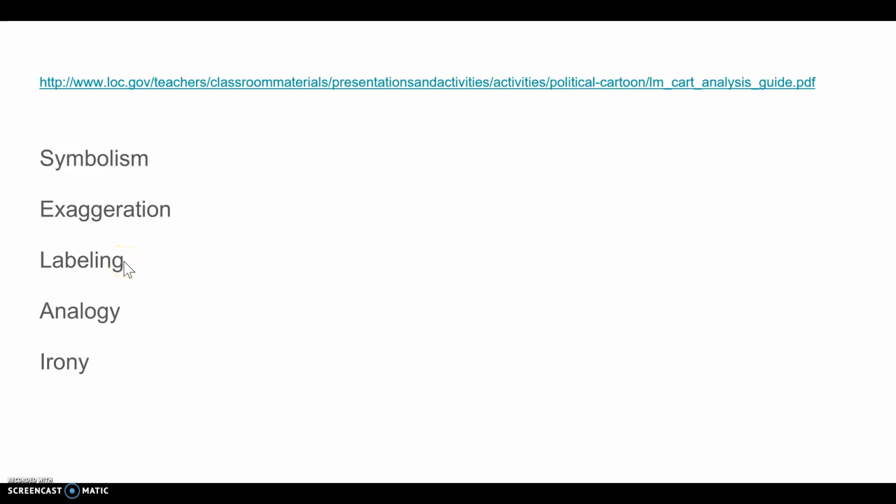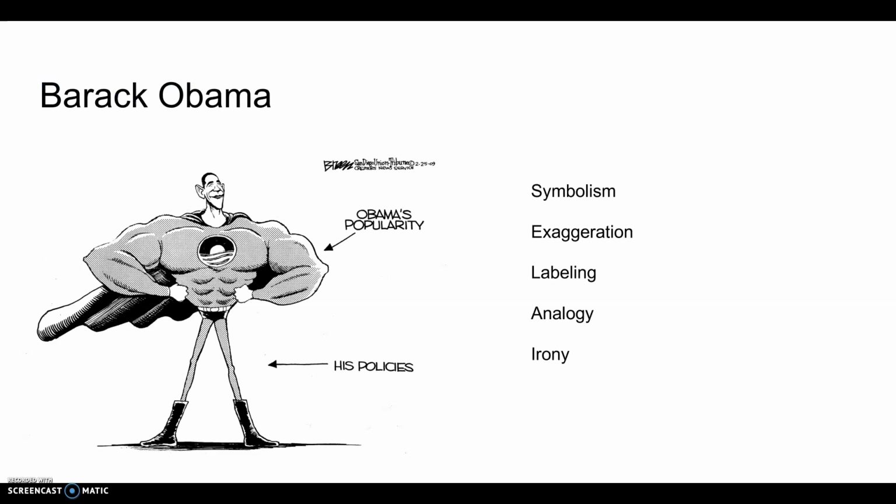There's labeling, which is quite simply just the characters being labeled or the events or the documents or other artifacts in the picture. There's analogy, that's most similar to using metaphors or similes, which you guys have learned about in your English class. And then there's also irony. For example, oxymorons are a form of irony, as are sarcasm. We all know what sarcasm is. Irony, you can think of that as oxymorons, which is two dissimilar things. For example, Biggie Smalls, icy hot, that type of stuff.